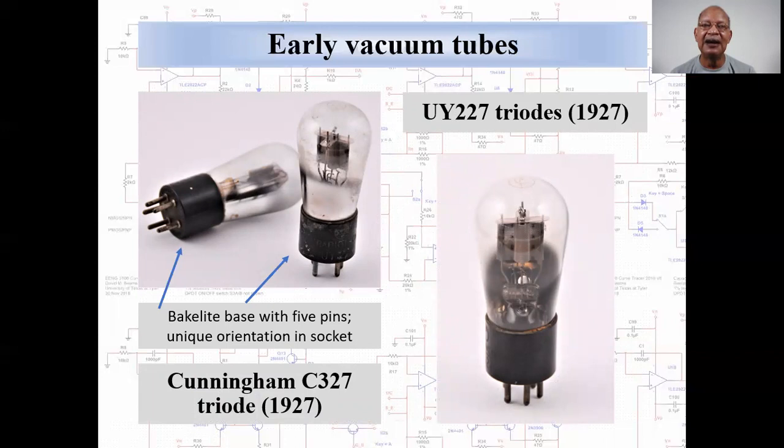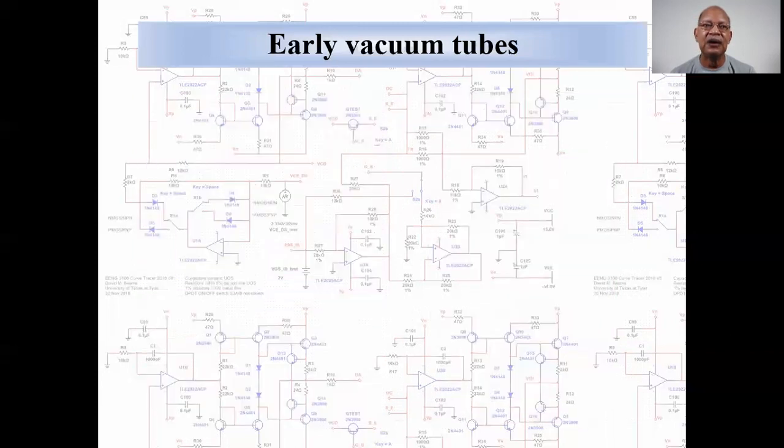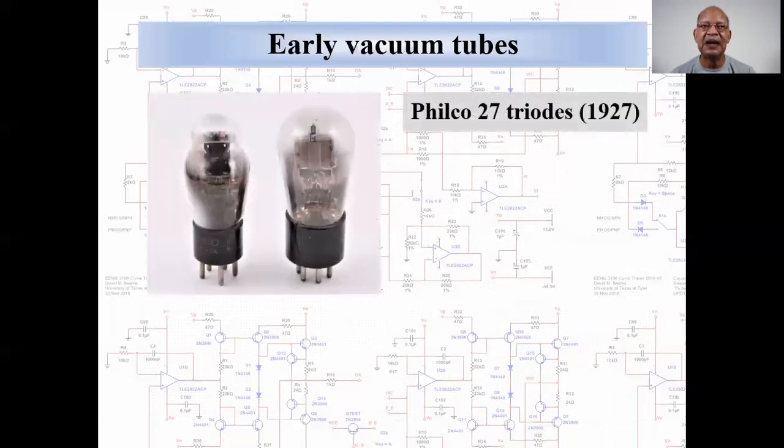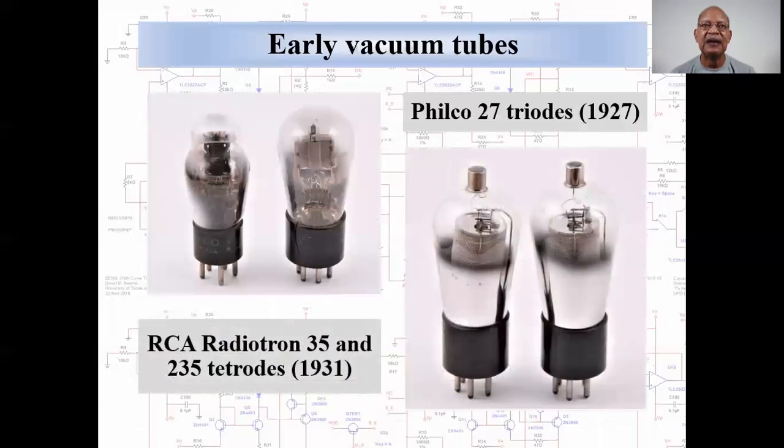Cunningham CY327, another variant of the same basic triode. Here are some examples of early triodes and tetrodes. These are Philco 27 triodes, yet another manufacturer of this basic triode. These are RCA Radiotron 35 and 235 tetrodes.